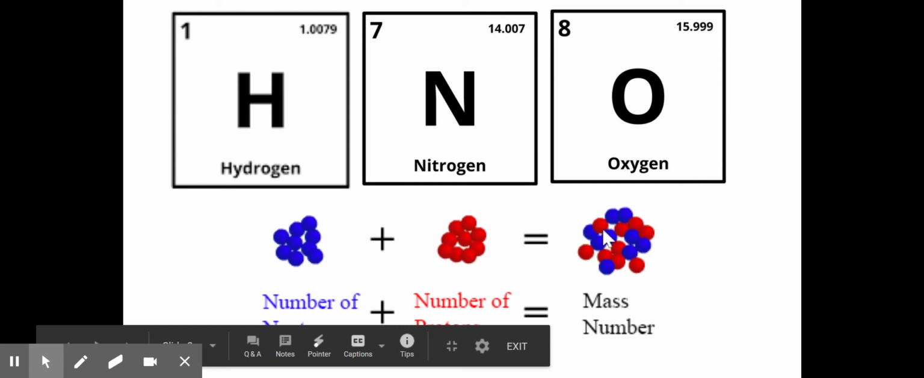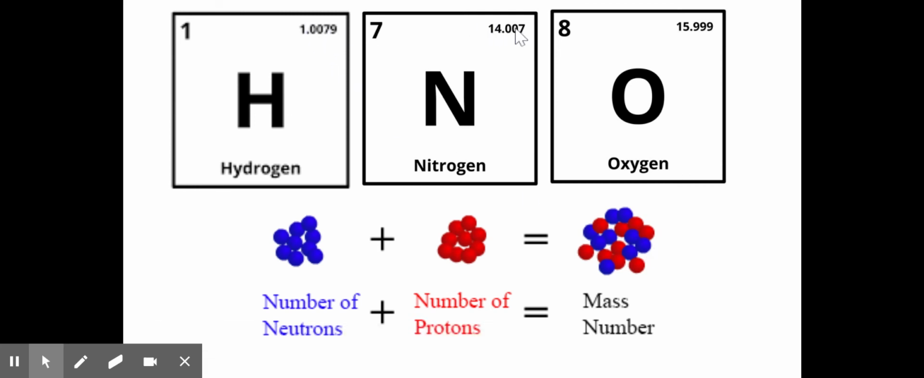Where do we find the mass number, which is labeled in here? As you can see, it's not a whole number. It has a few decimal points. The reason is that it's an average of different kinds of nitrogen atoms. This is the average of different kinds of oxygen atoms. We call those isotopes. We're going to learn more detail next week.